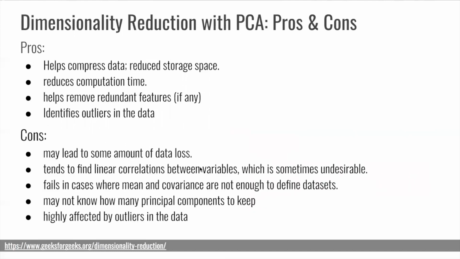Now, it does lead to some data loss. When you go from 100,000 features down to 2, you're going to lose some information. It tends to find linear combinations between variables, and sometimes the information isn't a linear combination, so it might not be the right model. It's going to fail in cases where mean and covariance are not enough to define the data sets because that's what it's using under the hood. And you may not know how many principal components to keep, and it is highly affected by outliers in the data. So if you have a few outlier points, it's going to affect your principal components calculated.